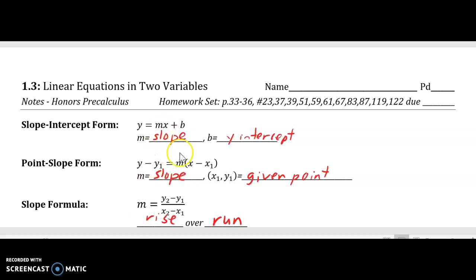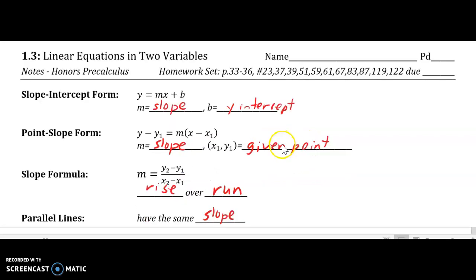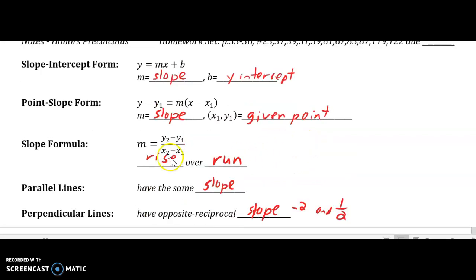Slope-intercept form. You've got your slope and your y-intercept, that's what m and b are. A lot of this should be review from Algebra 2, but I still want to make sure we go over it. You have point-slope form. m is the slope, and (x1, y1) is just a given point. Slope formula, rise over run, should sound familiar.